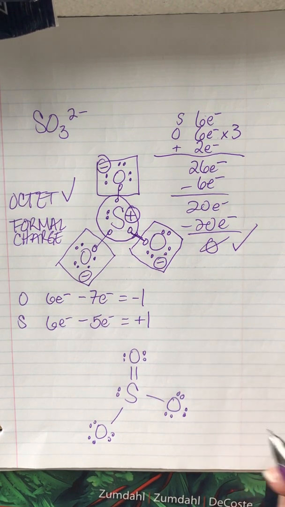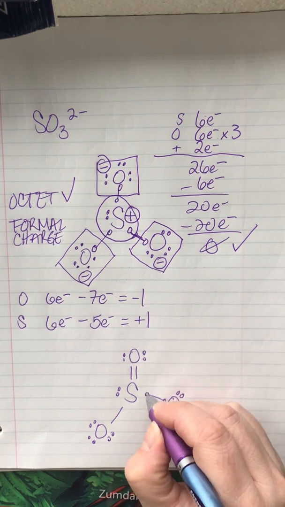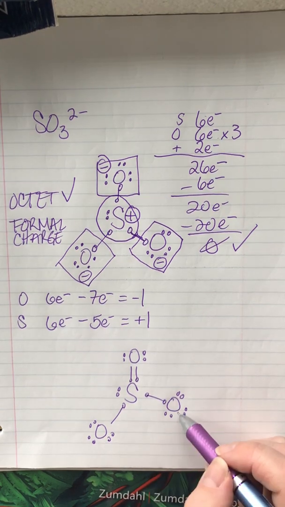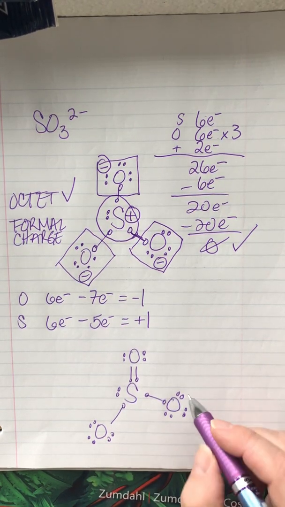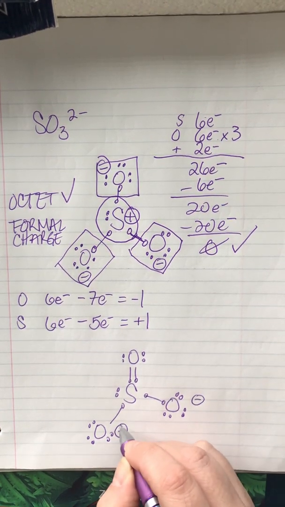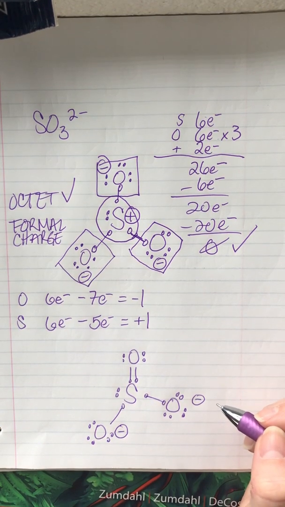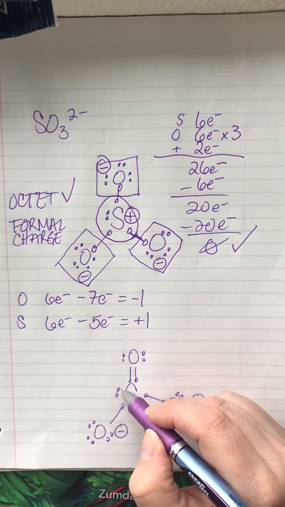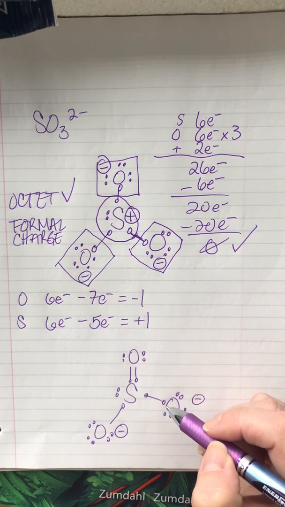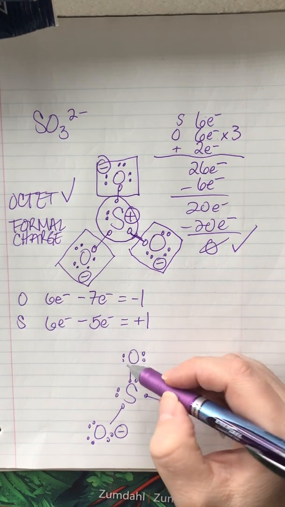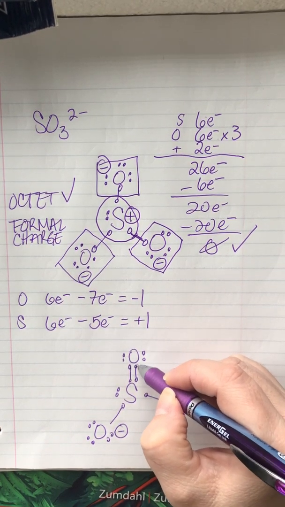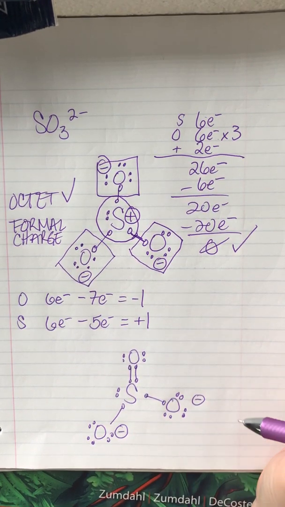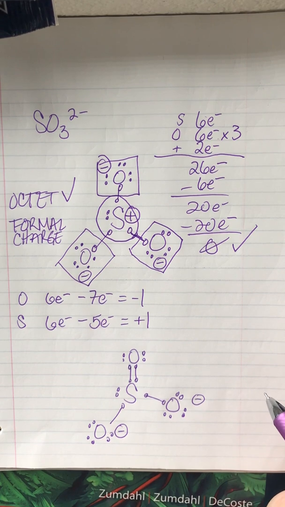Cool. So now when we redraw our structure, these still have negative charges on them. But now sulfur has 6 electrons, so no charge on sulfur, and this oxygen has 6 on it. Do you see how this is a charge-minimized structure?